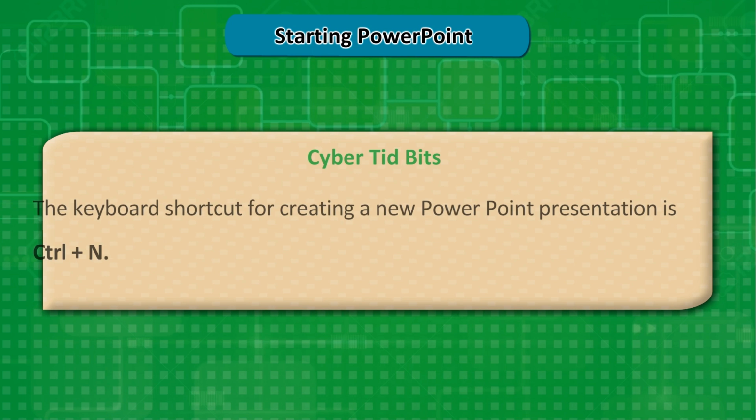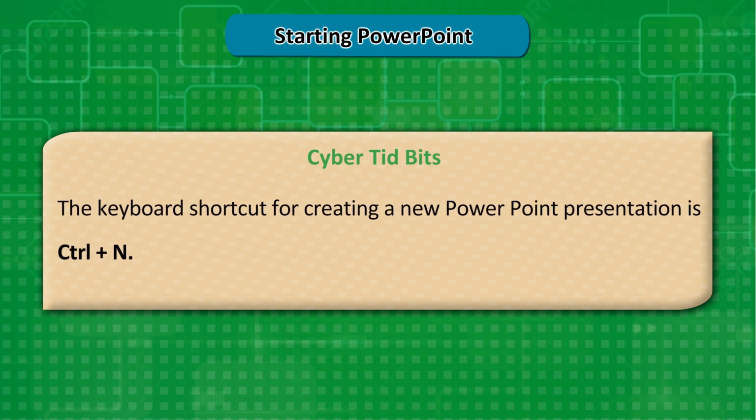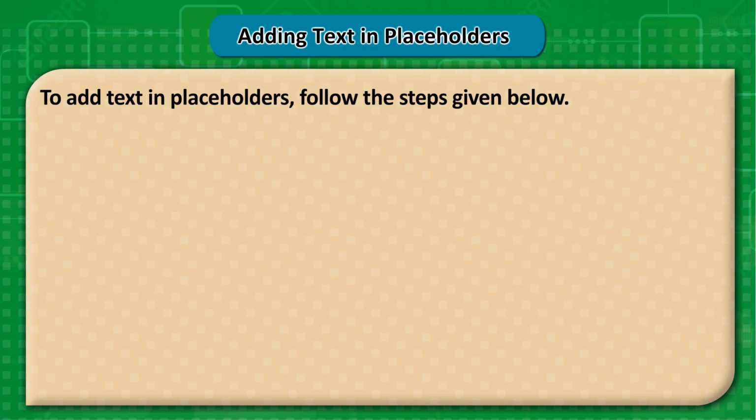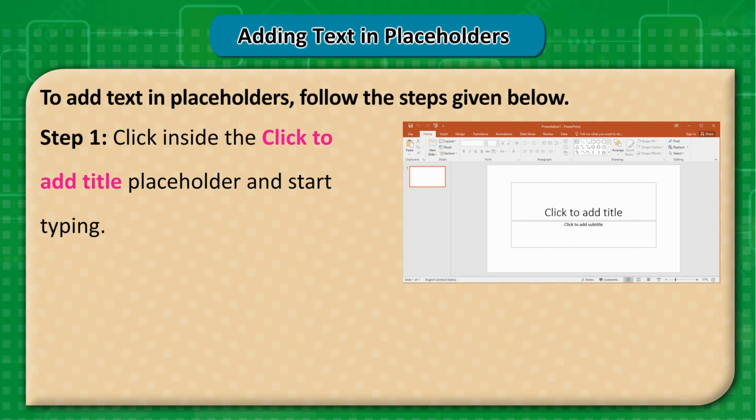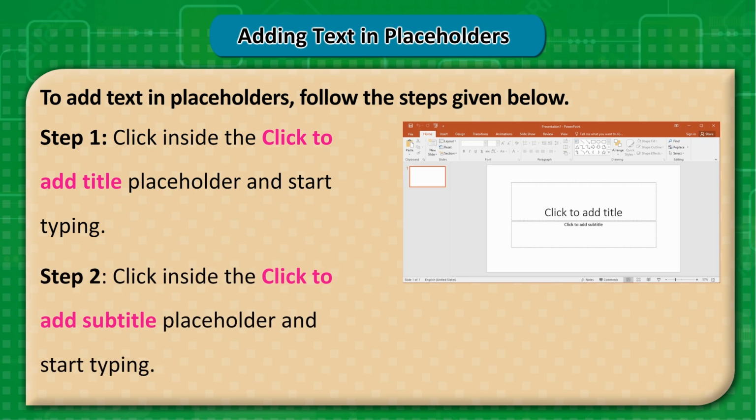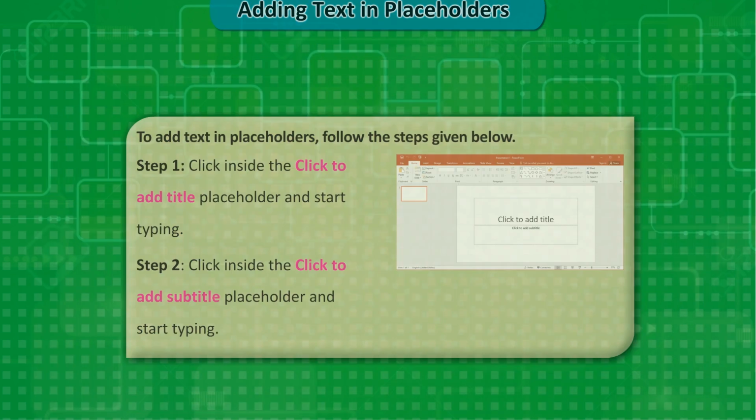Cyber tidbits. The keyboard shortcut for creating a new PowerPoint presentation is Ctrl+N. Adding text in placeholders. To add text in placeholders, follow the steps given below. Step 1. Click inside the Click to add title placeholder and start typing. Step 2. Click inside the Click to add subtitle placeholder and start typing.